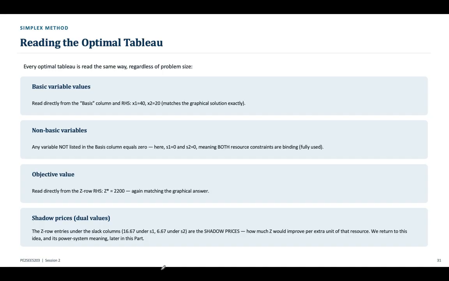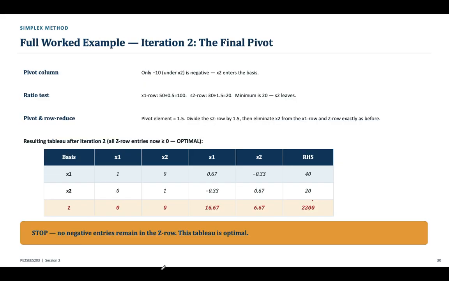Reading the optimal tableau, let us learn how to read the final tableau now. See, the first rule is simple. Basic variables take the values as shown in the right hand side column. Therefore, our basis contains x1 and x2. Therefore, x1 is equal to 40 and x2 is equal to 20. From here it is 40 and from here it is 20. Fine.